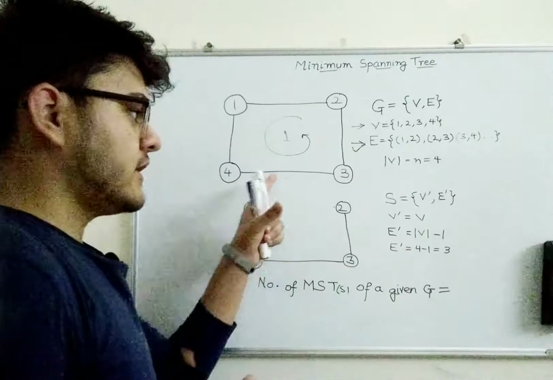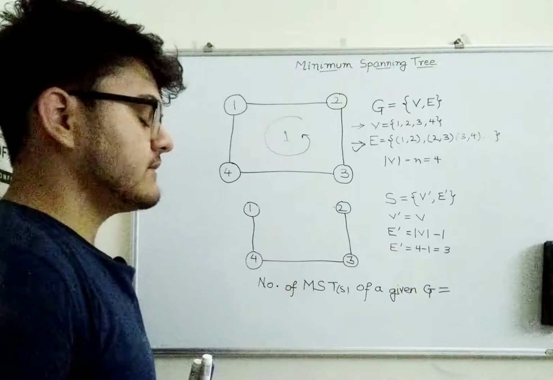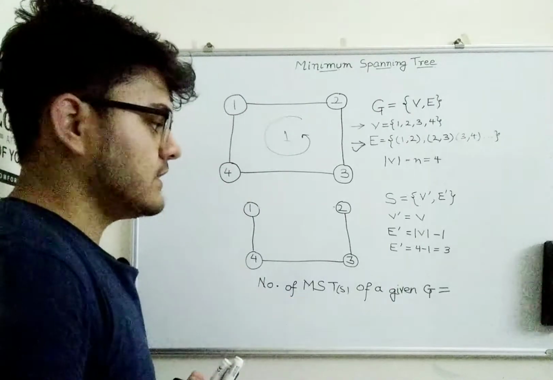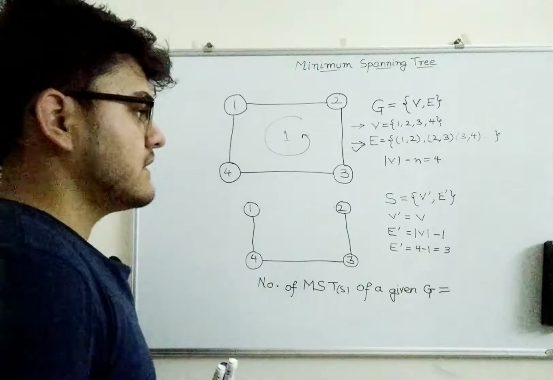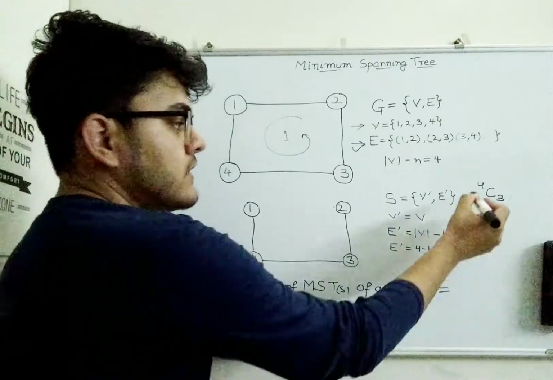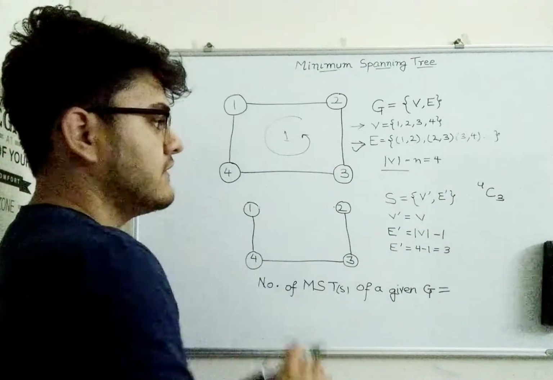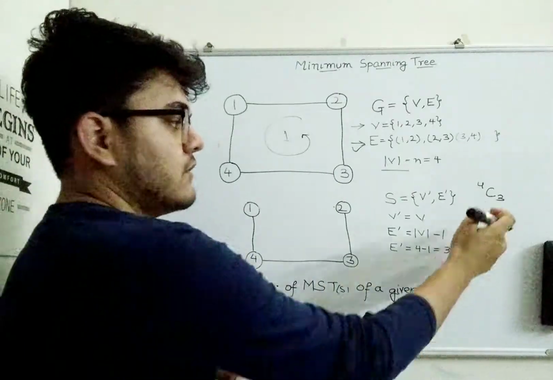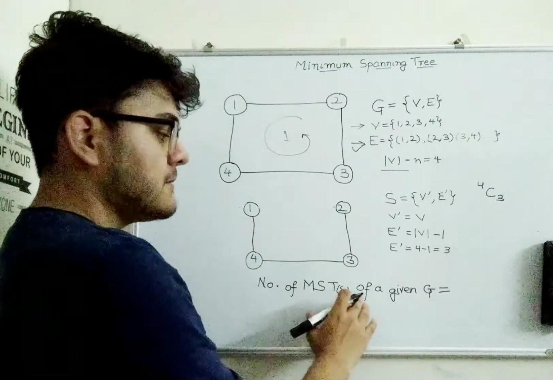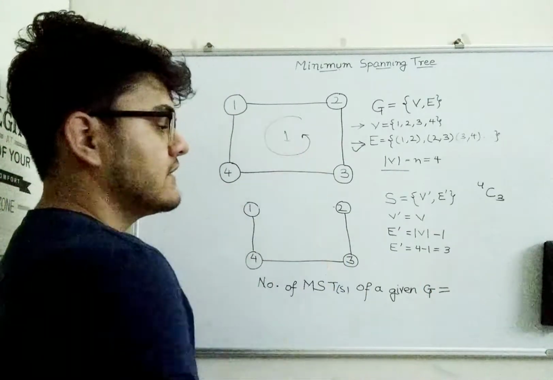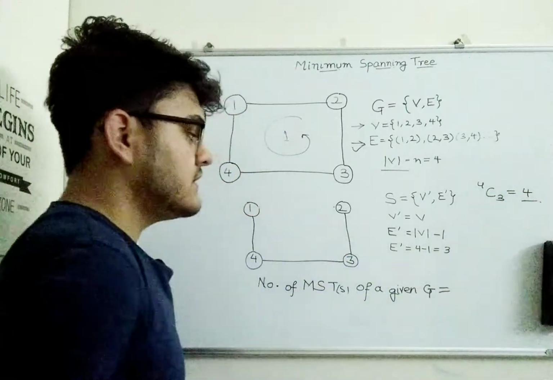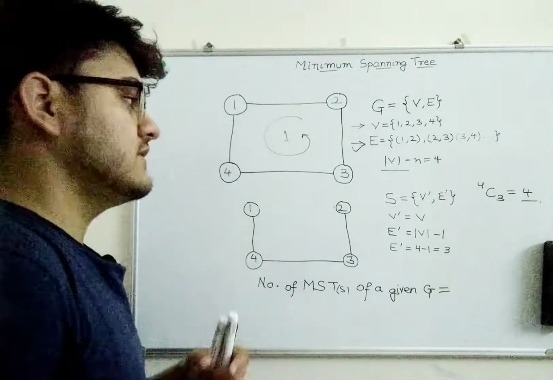So let's find out the number of minimum spanning trees for this particular graph, and then we will be able to formulate a general case for all graphs. In this case, we have 4C3 combinations. 4 is the number of edges in this graph, and we want to make a combination of 3 of them. So 4C3 will give us the number of minimum spanning trees of this graph G. 4C3 is equal to 4. So there are 4 minimum spanning trees of this graph G.